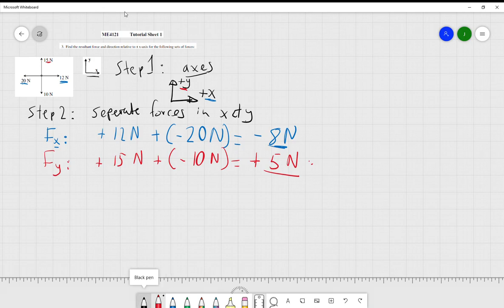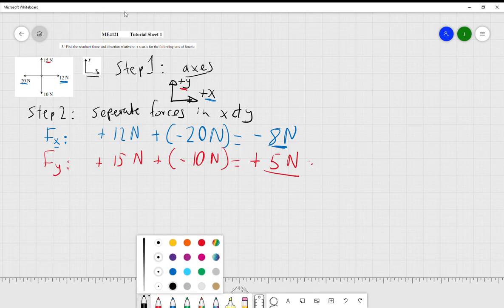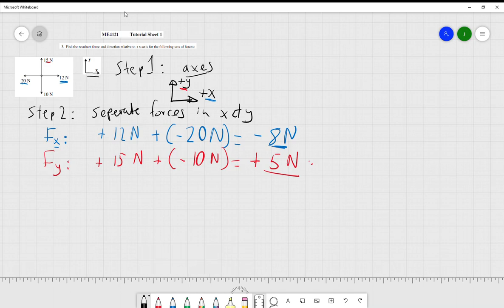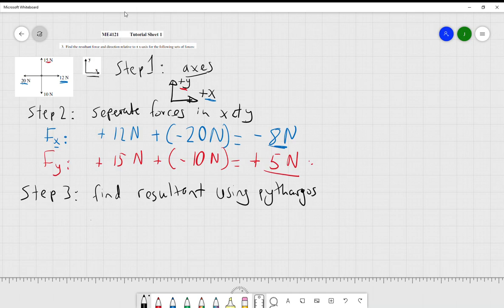Alright, so now that we know the components, we only have a resultant in the x and y. We actually want to know the resultant force, because knowing it in its components isn't enough. So step 3 is to find the resultant, which is the ultimate goal, using Pythagoras. Right, so the Pythagoras equation, which I assume you will all know.